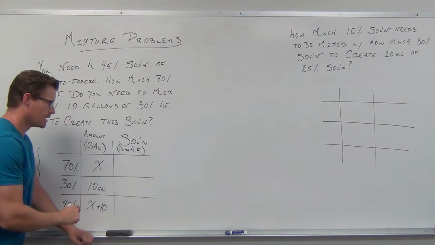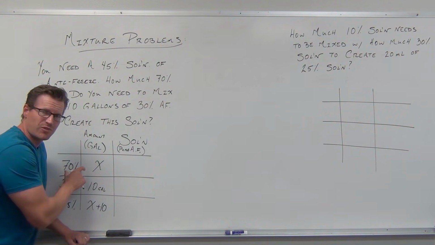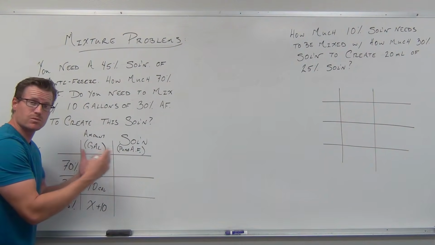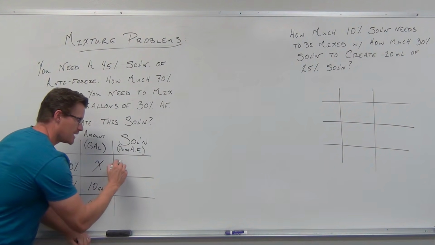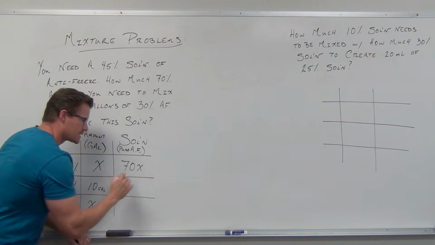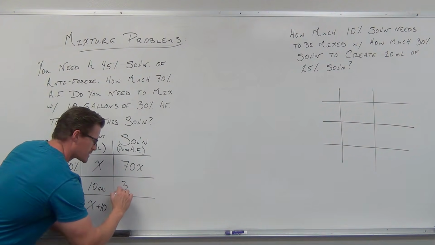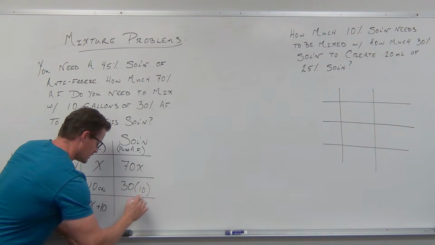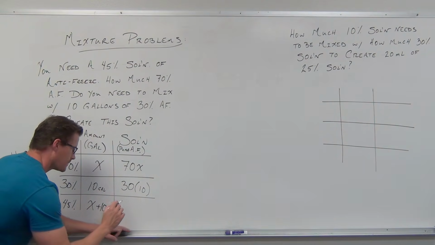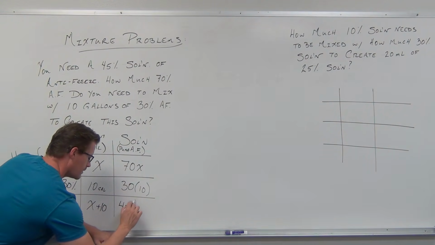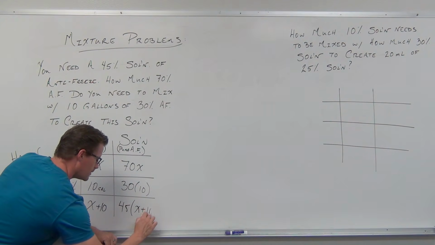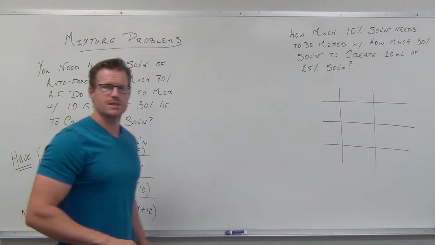Pure antifreeze. Anytime you want to find a percent of any number ever, you just multiply it. So take 70% times X, take 30% times 10, and take 45% times X plus 10.